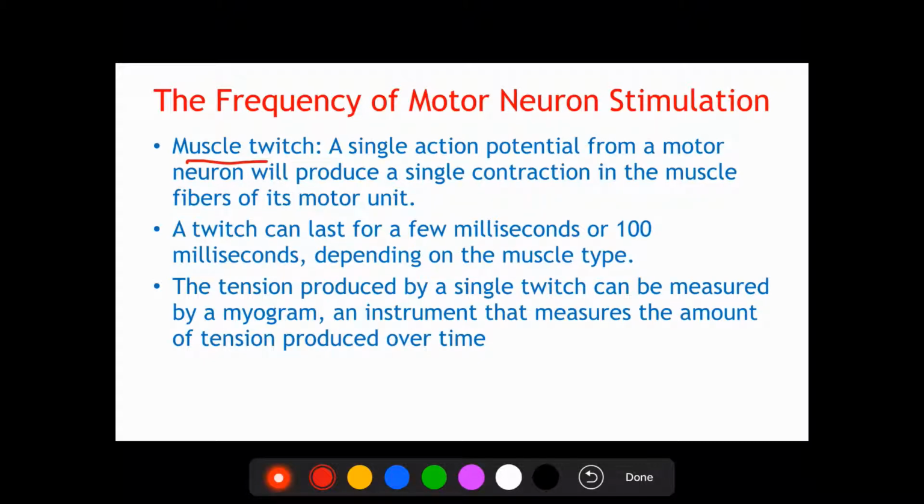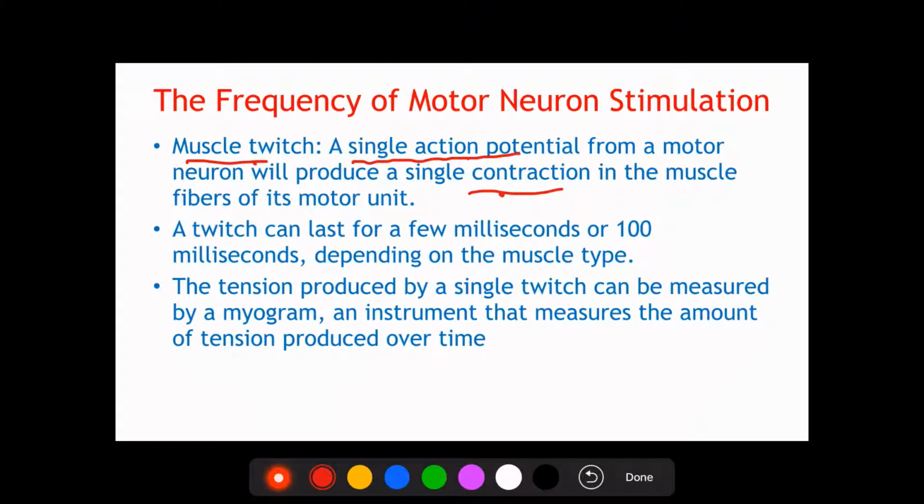Now, muscle contraction, as we saw, is a result of an action potential. So they call it a muscle twitch when a muscle contraction results from a single action potential. So a muscle twitch is a single action potential from a motor neuron that will produce a single contraction in the muscle. So if we ever have a single action potential resulting in a single contraction, that will be the muscle twitch.